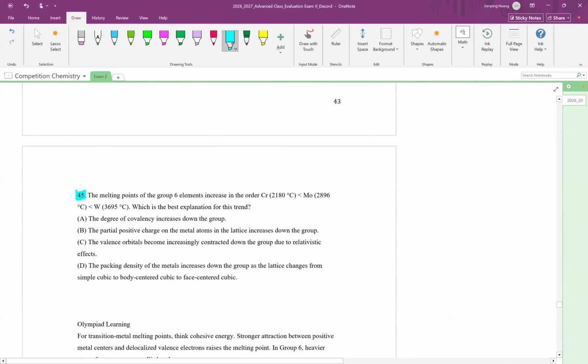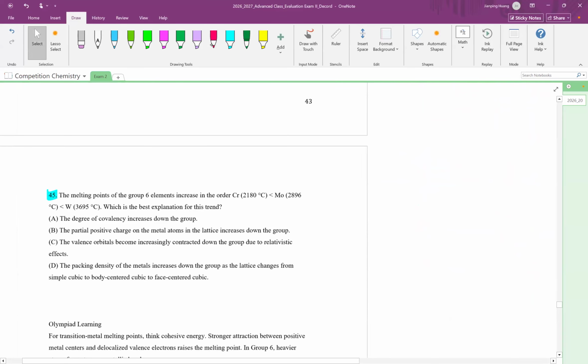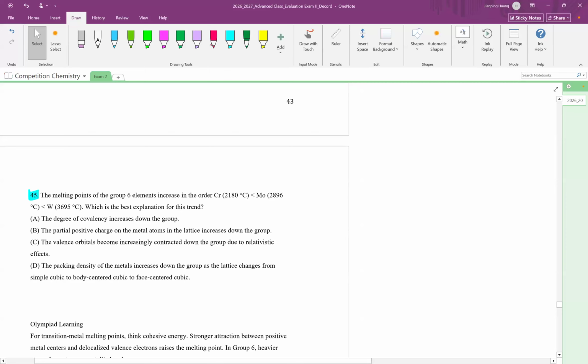This question is tricky. This question is very tricky, okay? Why is it tricky? Some of the wording is not very good. Let me tell you, okay? So in here, we get Cr, which is 2080 degrees. And the next one is Mo, which is 2896 degrees. Next one is W.